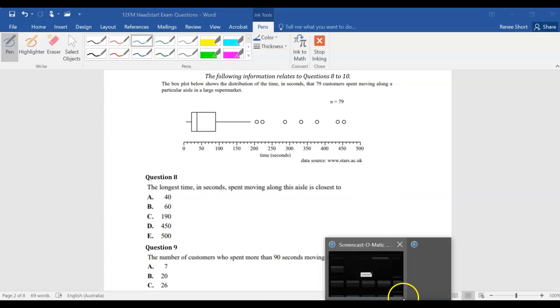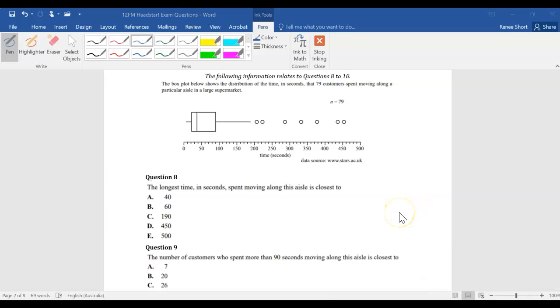We've got 3 more questions left, and this question here, the box plot, is for questions 8, 9, and 10. So it says the box plot below shows the distribution of the time in seconds that 79 customers spent moving along a particular aisle in a large supermarket. So they're all in one aisle, and it's measured how many seconds they've spent there.